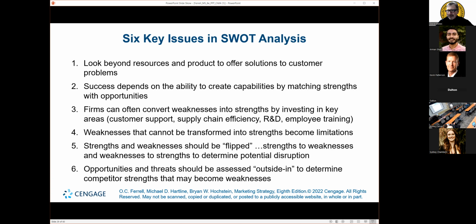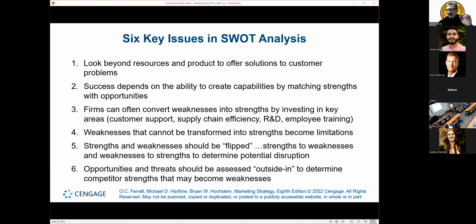You want to be able sometimes, if you can, to convert weaknesses by investing within key areas in your organization to be able to match those things in some success. And so if a weakness that you have is a lack of knowledge, you want to invest in more employee training. If you can't deliver goods in time, you need to invest in more efficient supply chains or channels. Remember that if you can't transform a strength, it becomes a limitation. And yes, you may have to live with it.